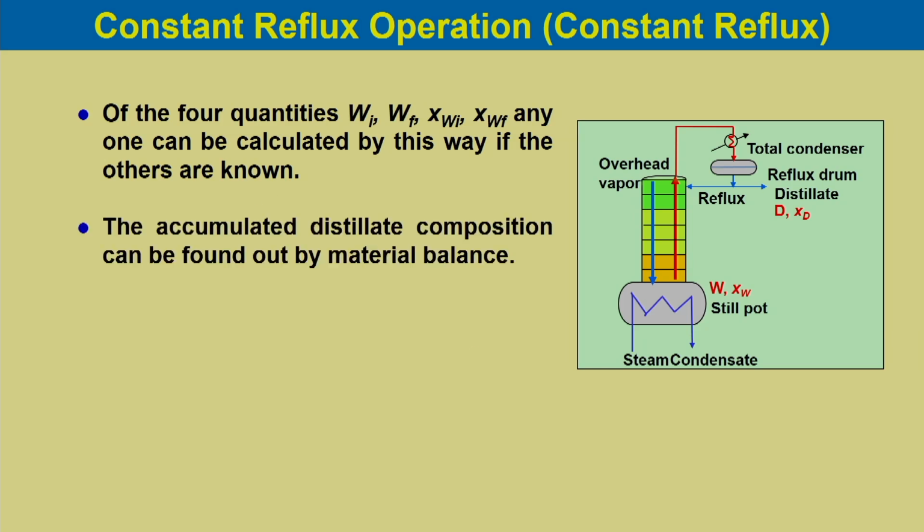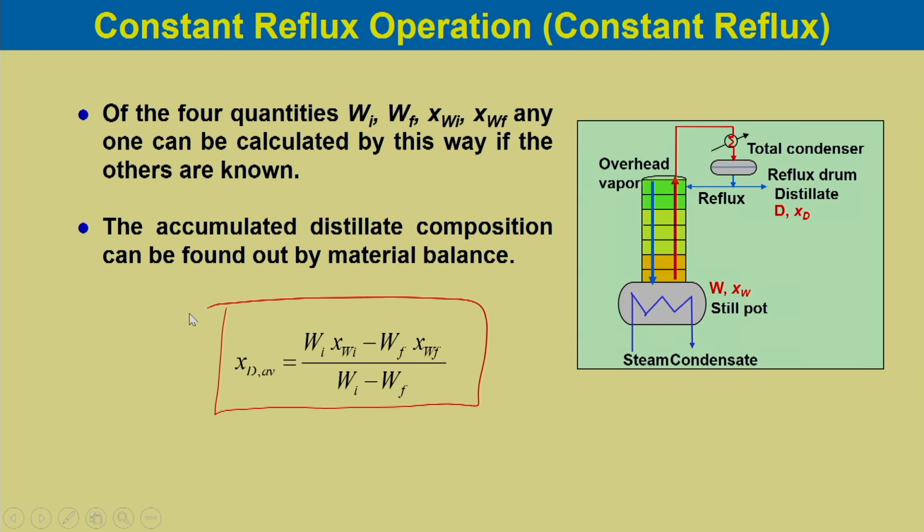The accumulated distillate composition can be found by the material balance. So, let us do the material balance equation: x D average would be equal to (W I x W I minus W F x W F) divided by (W I minus W F). This is based on the material balance equation.